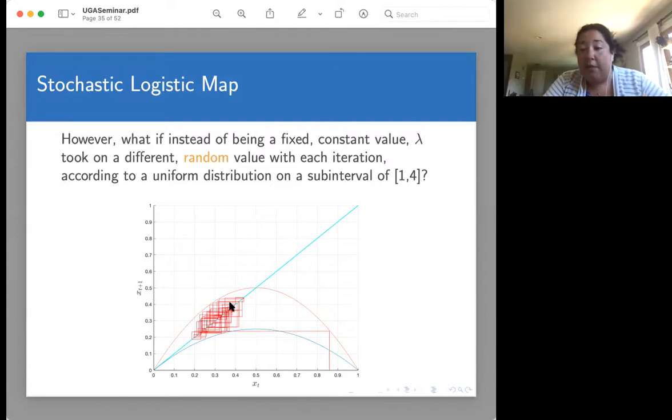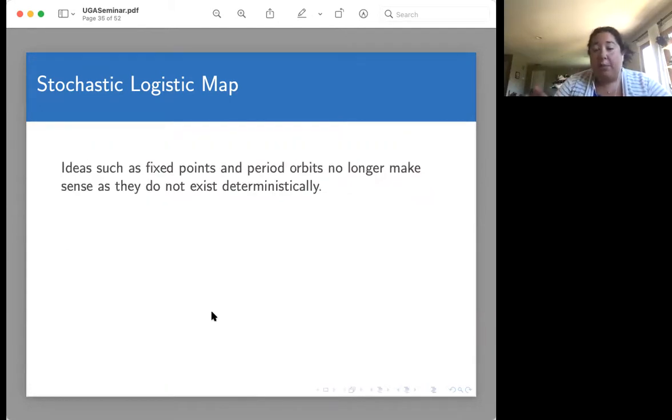I'm taking different values of lambda with each iteration, right? So I no longer can have convergence to a fixed point or a periodic orbit, because those things don't make sense as they don't exist deterministically. I can't have a single fixed point anymore, because that fixed point changed values with each lambda, and now my lambda is changing values each time.